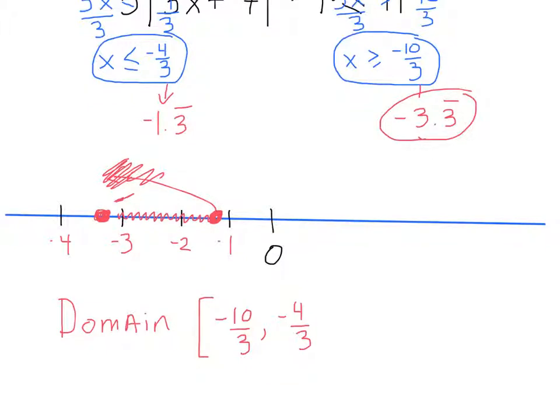So right here I'm going to put a bracket. And then I have a closed circle here as well. So to the right, I will also get a bracket. And now I've done the whole problem. Notice, I got my two solutions. I graphed it on the number line, shading from one point to the next point. And then I wrote my domain, and this is called interval notation.